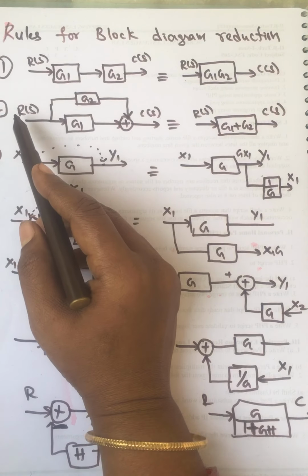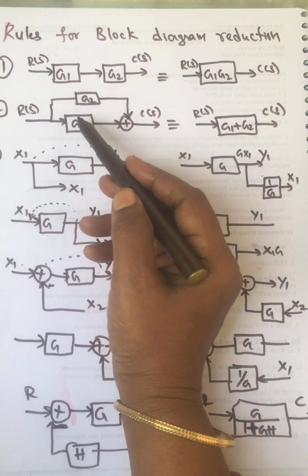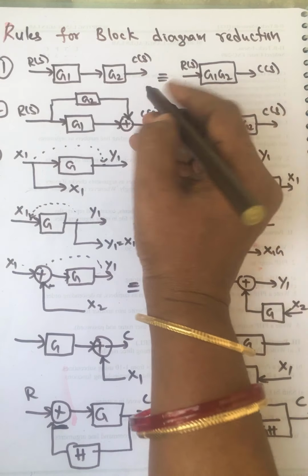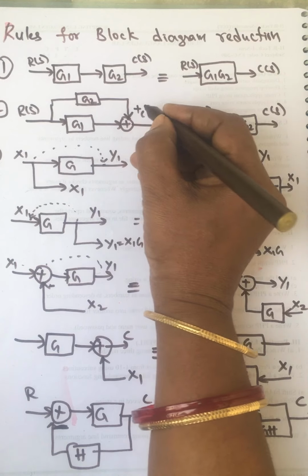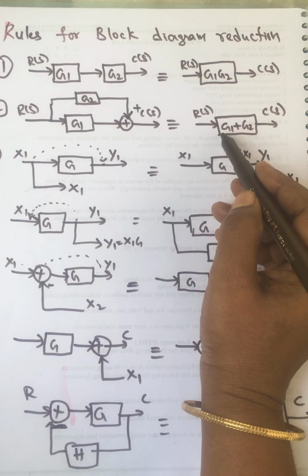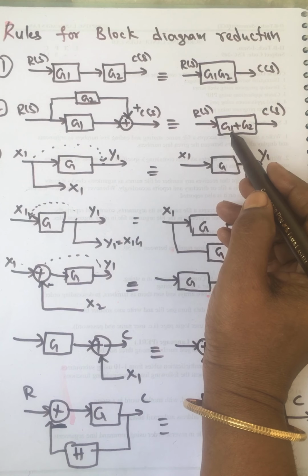And the second rule is that if two blocks are connected in parallel like this, say for example here we are adding these two, then it should be replaced with a single block with the gain equal to G1 plus G2.